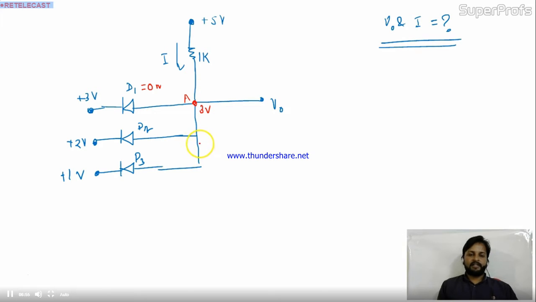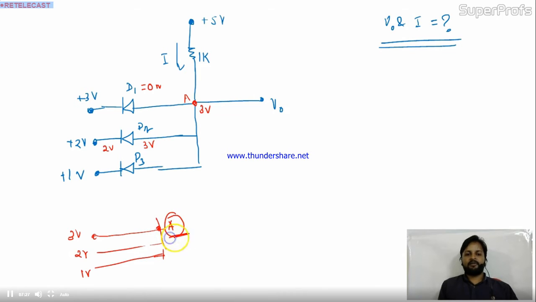If 3 volt is this voltage, in that condition D2 will become forward biased. Here the voltage is 3 volt, here the voltage is 2 volt, so it will also be on. What about this D3? It will also be on. So this is your condition: 3 volt, 2 volt, 1 volt. This is a faulty condition in the circuit.